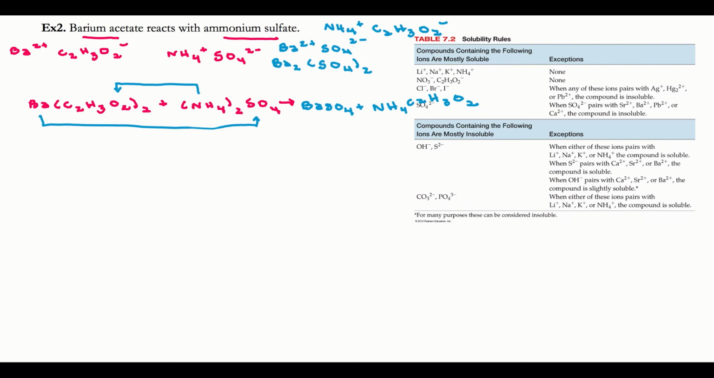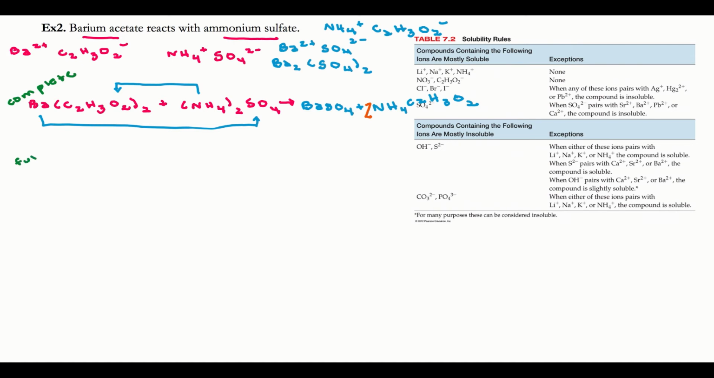Okay. Now I need to quickly balance. I've got one barium, 2 acetates on my reactant side, so I need to put a 2 in front of ammonium acetate on my product side. I've got 2 ammoniums on my reactant and product side, and 1 sulfate on both sides. So I am now balanced. Okay, so this is my complete reaction, my complete double replacement reaction. Let's now write my full ionic.